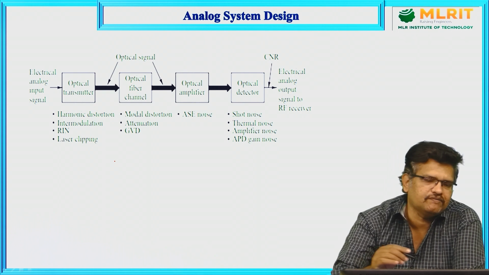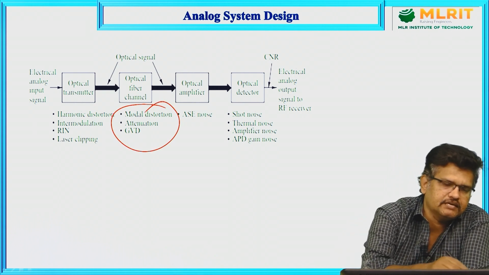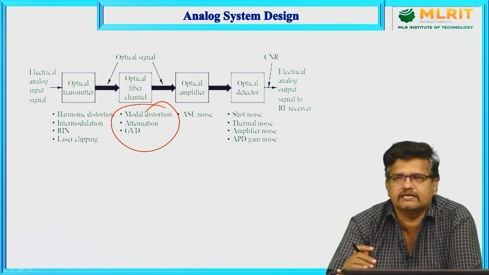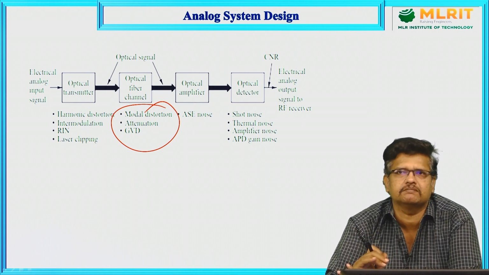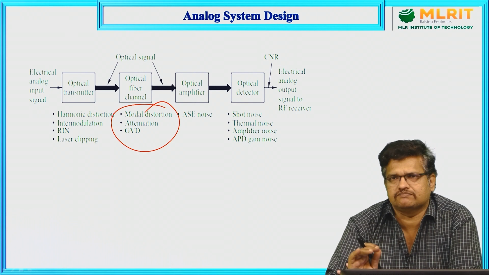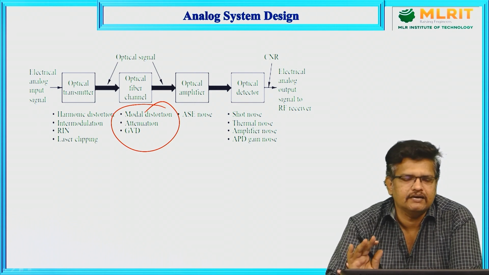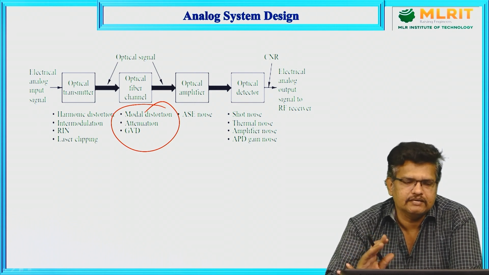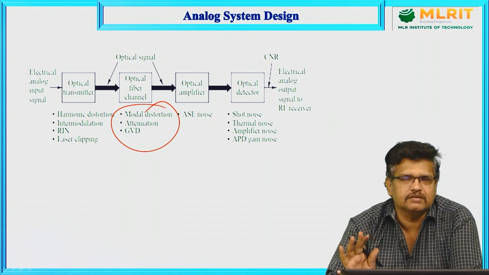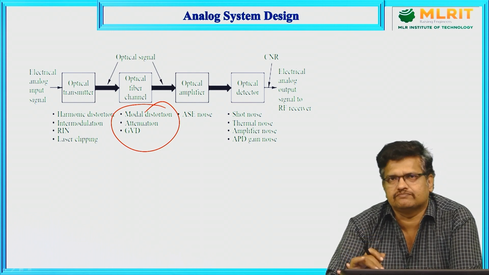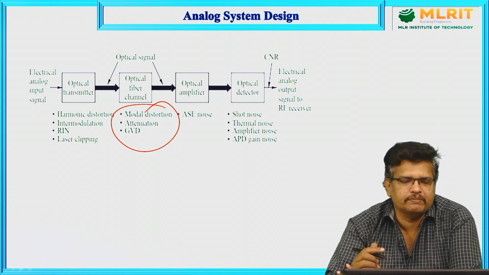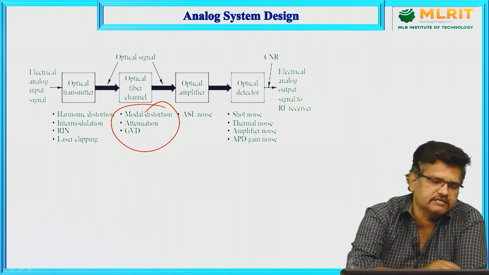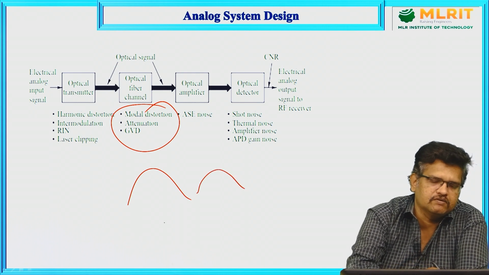In the optical fiber channel, we are facing these problems. Generally in an optical fiber communication system we are facing noise. But the main things here are modal distortion and intermodal distortion. Okay, so what will happen? A signal is transmitted in the form of pulses.